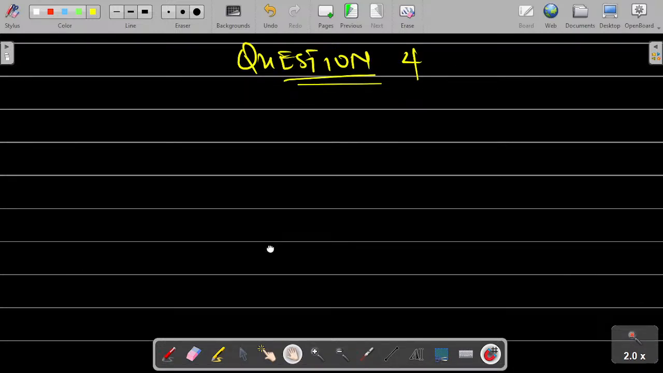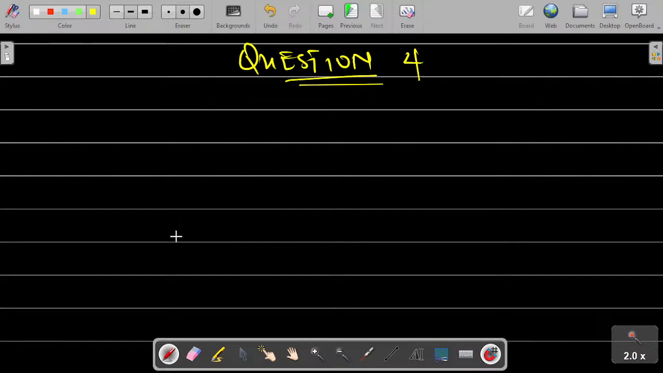So for question 4, it starts by saying that we should find, let me read here. The question 4 says that we should find the basis and dimension of set H, where H is given as this. Maybe I should write this. Find the basis and dimension of the set H.